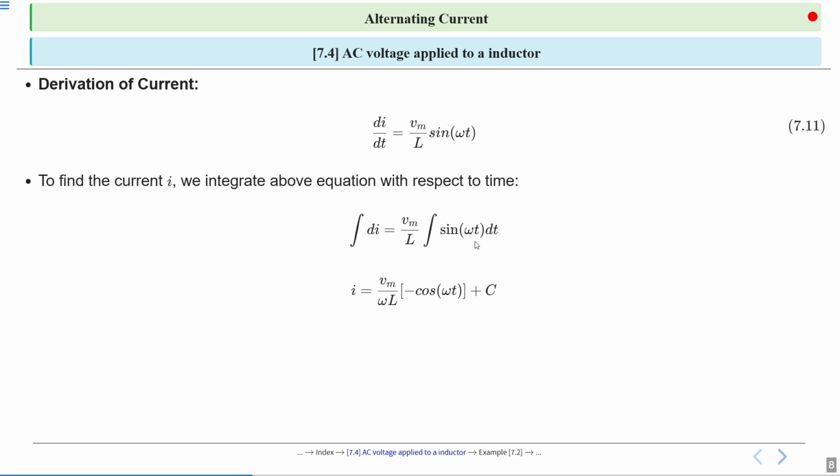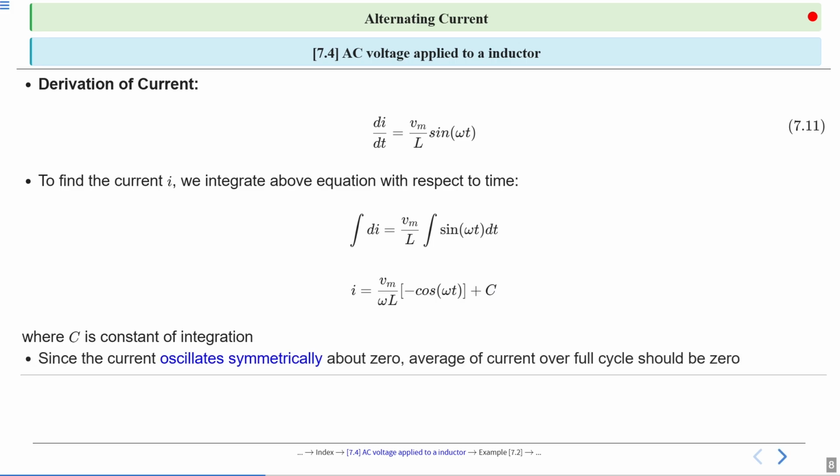The integration of sin omega t dt is equal to minus cos omega t upon the derivative of omega t, which is omega. So omega comes out: Vm upon omega L, after integration, minus cos omega t. Since these are indefinite integrals, plus C, where C is the constant of integration.